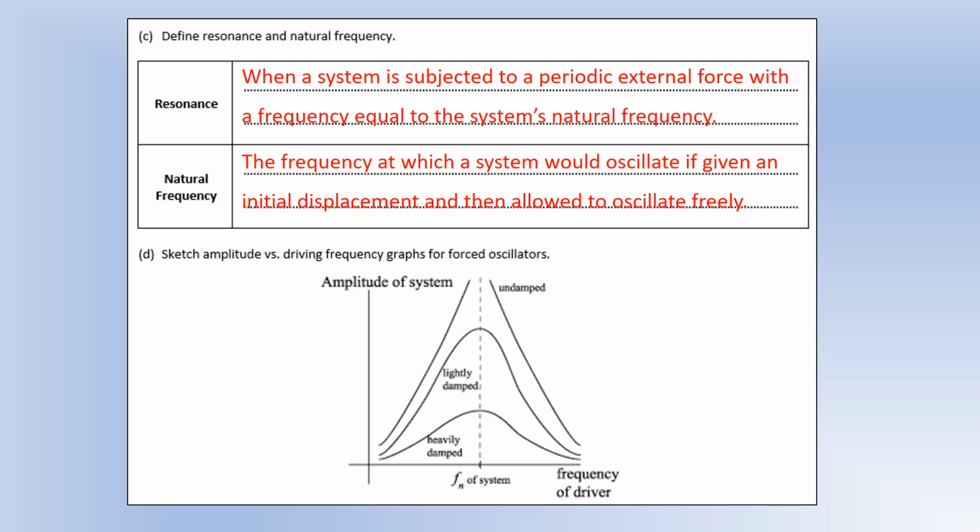As we change the frequency at which we force a system to oscillate, we get different amplitudes, but it ends up being maximum at the natural frequency. And if it's undamped, there is infinite amplitude at resonance, but as we apply damping forces, we bring the amplitude down, as you can see in the graph.